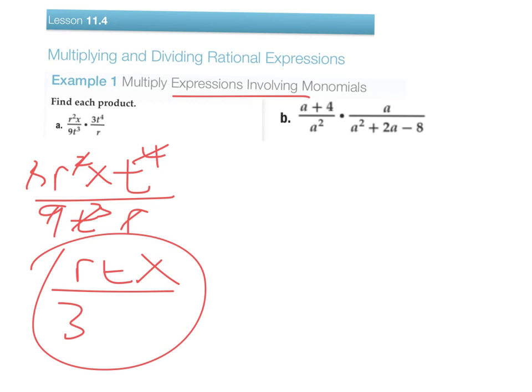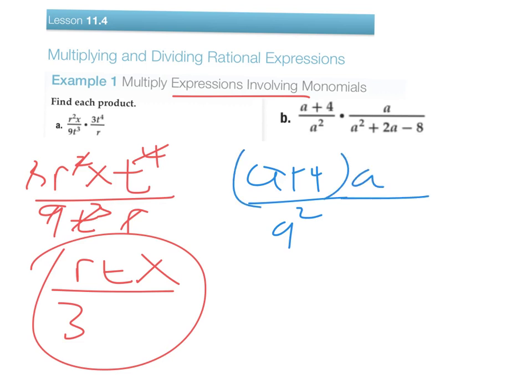Now when we look at a problem such as this, we have to factor it first. So I have my a plus 4 on top, and I have my a squared, and then I have to multiply by a. And on the bottom, this factors to a. But two numbers multiply, okay, so that'd be a plus 4 and a minus 2.